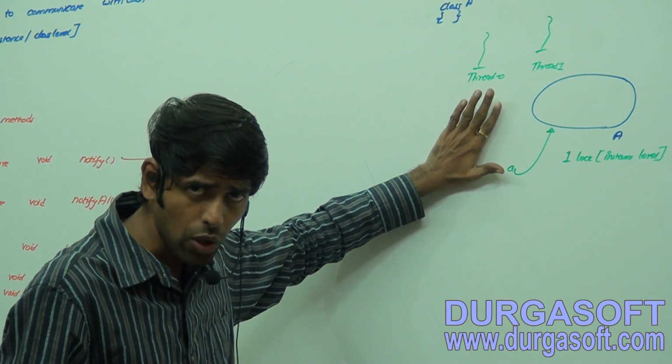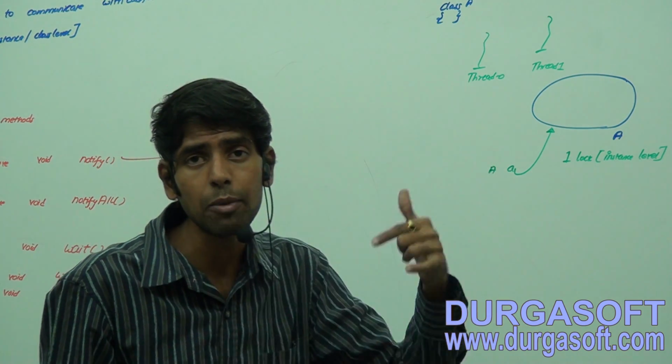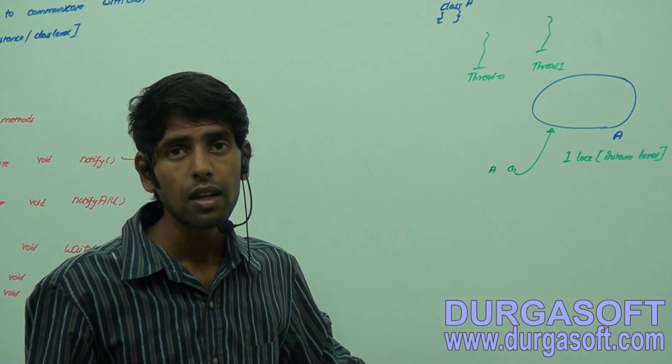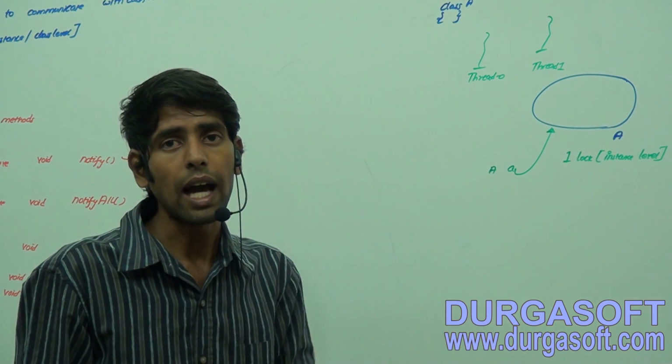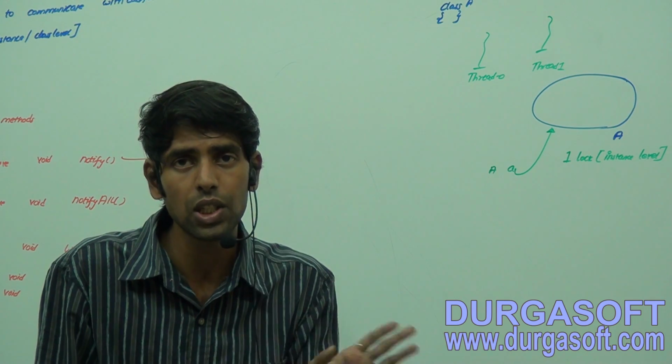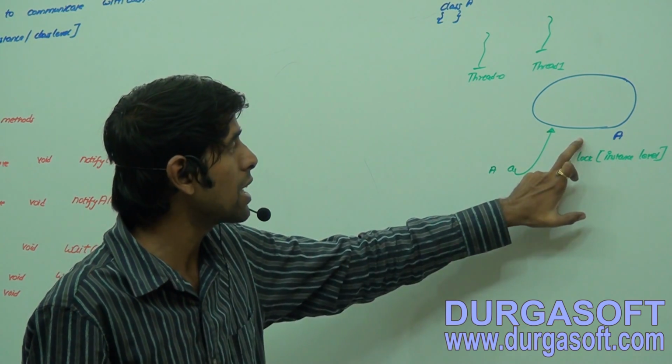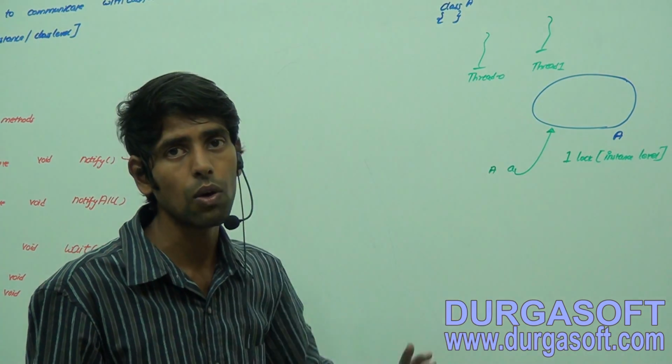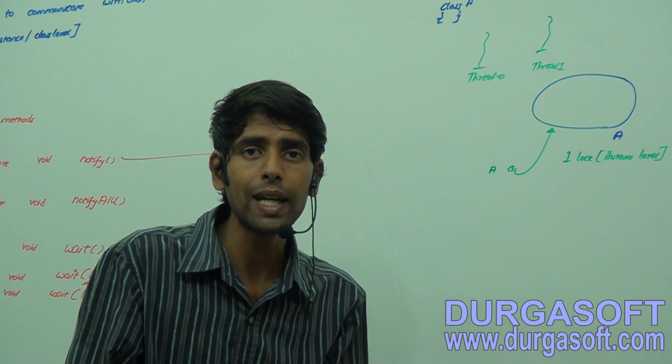Hello Mr. Thread 0, don't do anything until you get an intimation by thread 1. And thread 1 also will do the same thing. I am going to ask thread 1, hello thread 1, please don't do anything, don't execute any method of this instance until you get a notification by this thread 0. So they will be in waiting state.